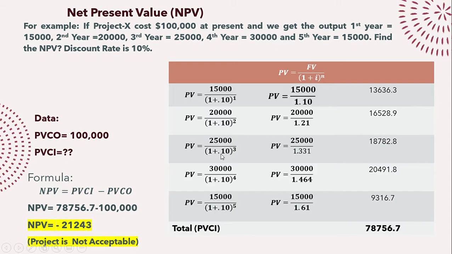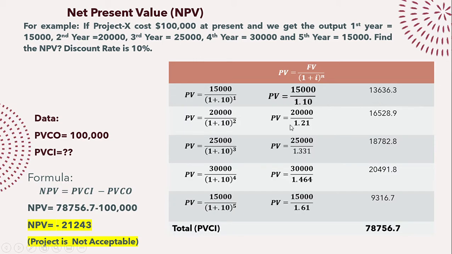For 25,000, the discount rate is 10% and the year is third. For 30,000, the interest rate is 10% and the year is 4. For 15,000, the rate is 10% and the year is 5. Now if you perform a simple calculation, 15,000 divided by 1.10, you will get 13,636. That means the present value of 15,000 that you get after 1 year is 13,636.3.